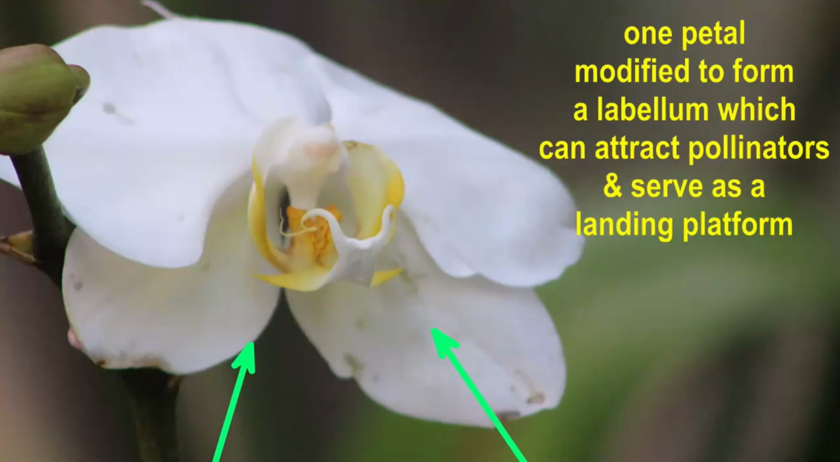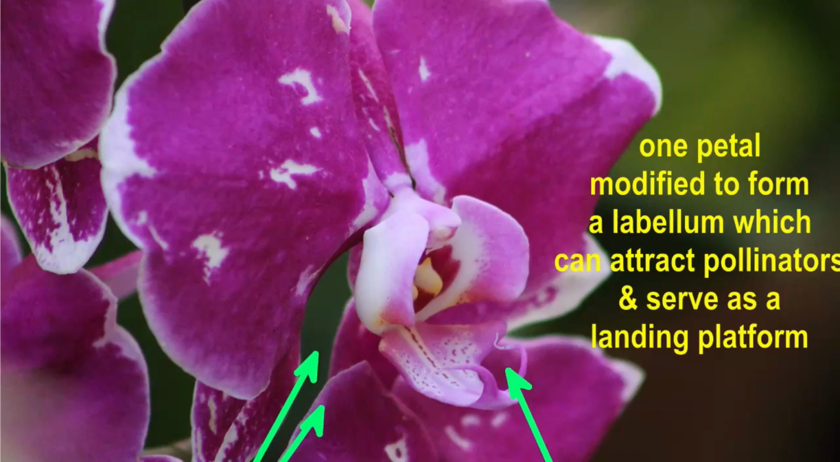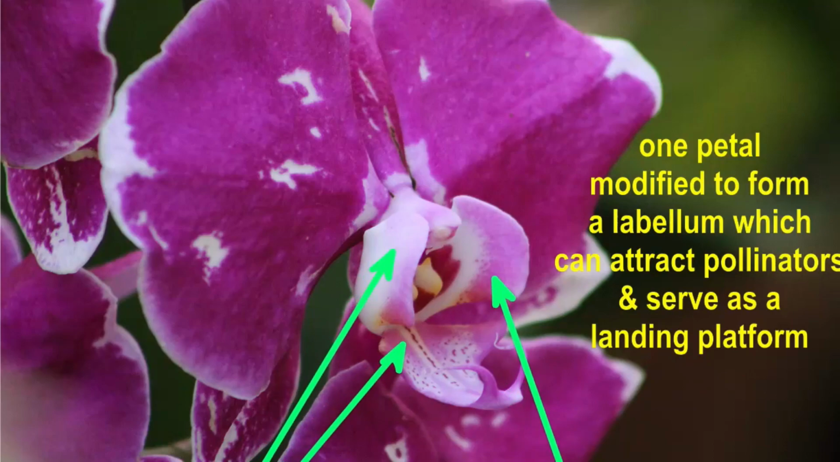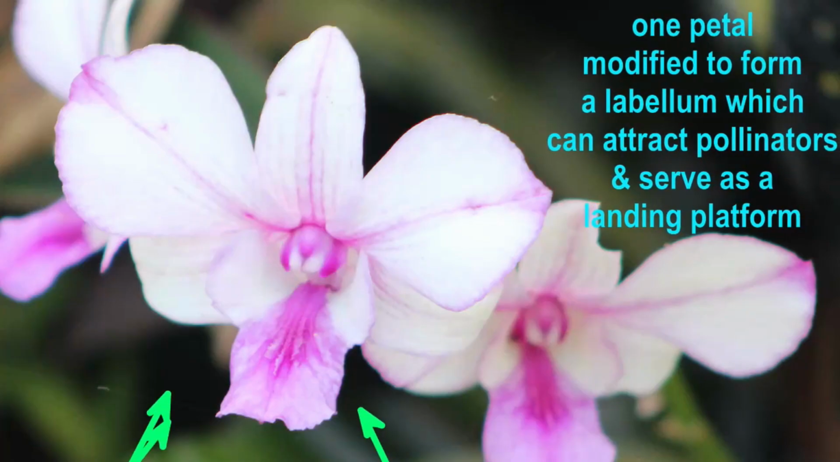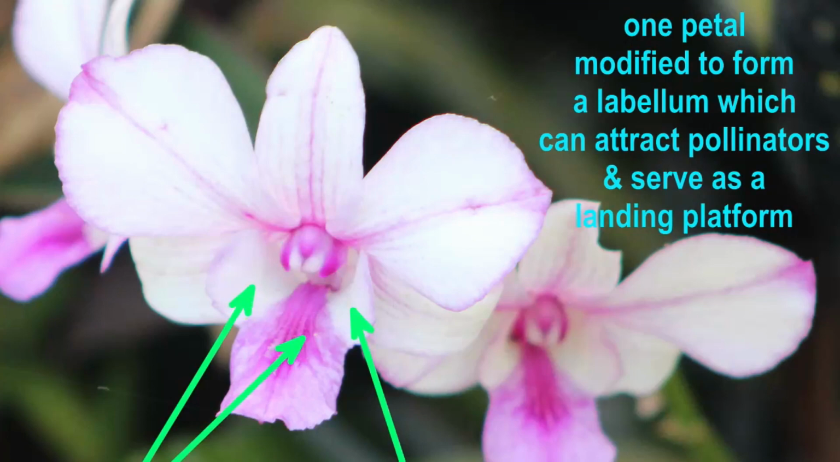In most orchids, one of the three petals is modified. Its color is often distinct from those of the other petals and sepals, and this is often to attract pollinators, and it often has a different shape, very often as a landing platform for pollinators. This modified petal is known as the lip or labellum.